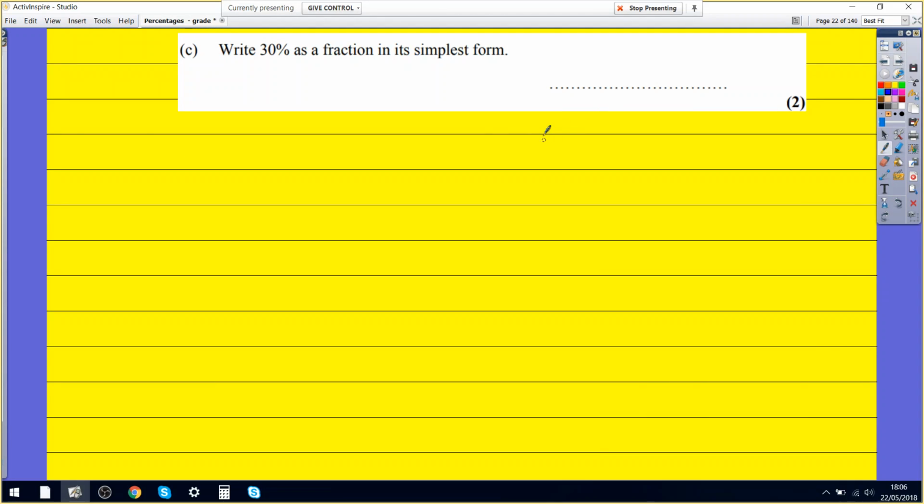How about this one? Simplest form, that would be... Simplest form, would that be 30 over 50 or... No, that would be 15 over 50. Or 30 over 100 for the first bit. Right. And then 15 over 50 for the simplest form. Can you make it even simpler?